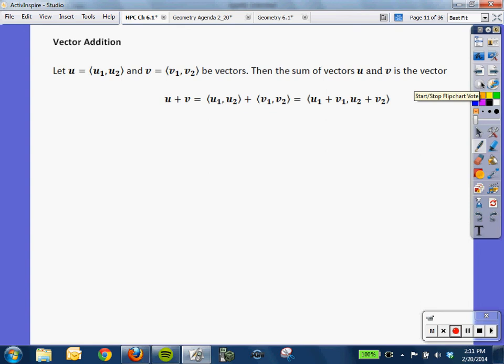So this next one here is about vector addition. You can add two vectors up by adding the horizontal component to the horizontal component and the vertical component to the vertical component.